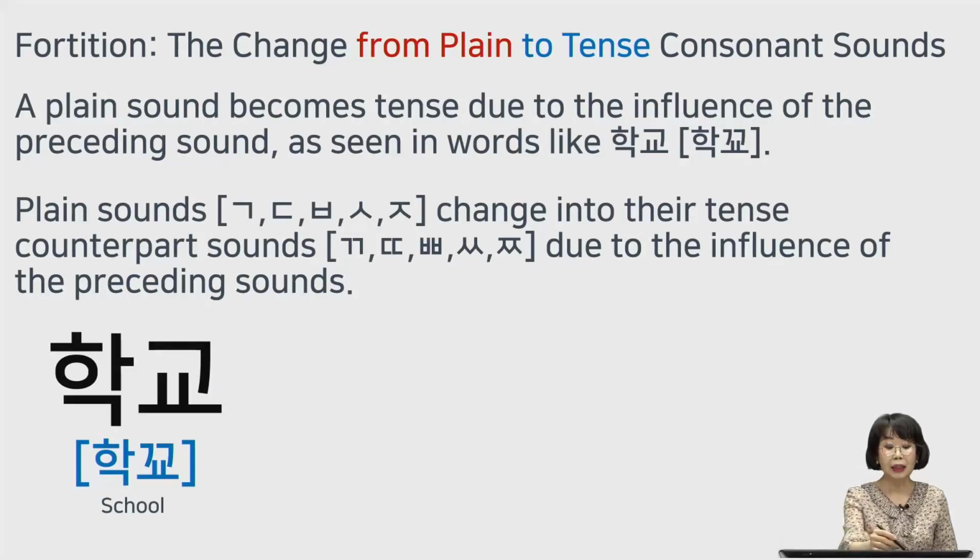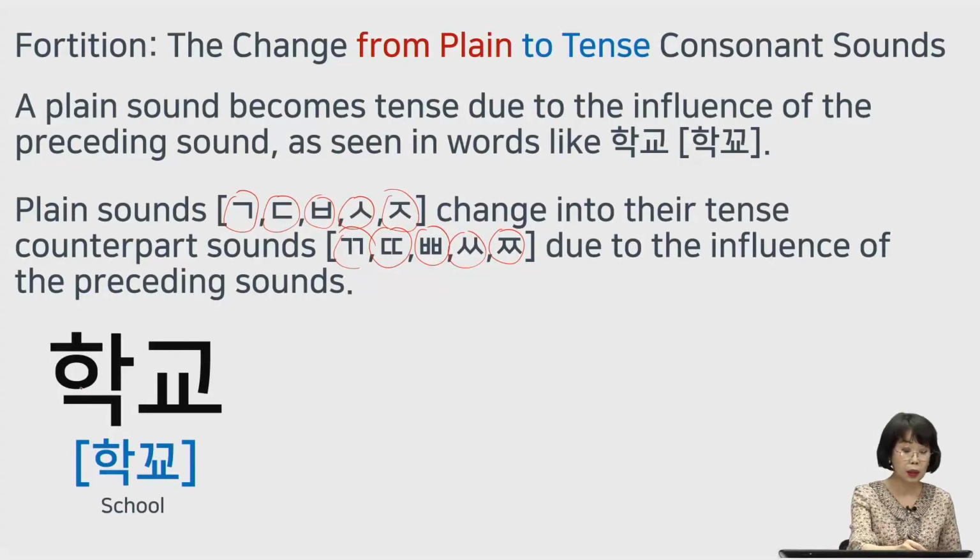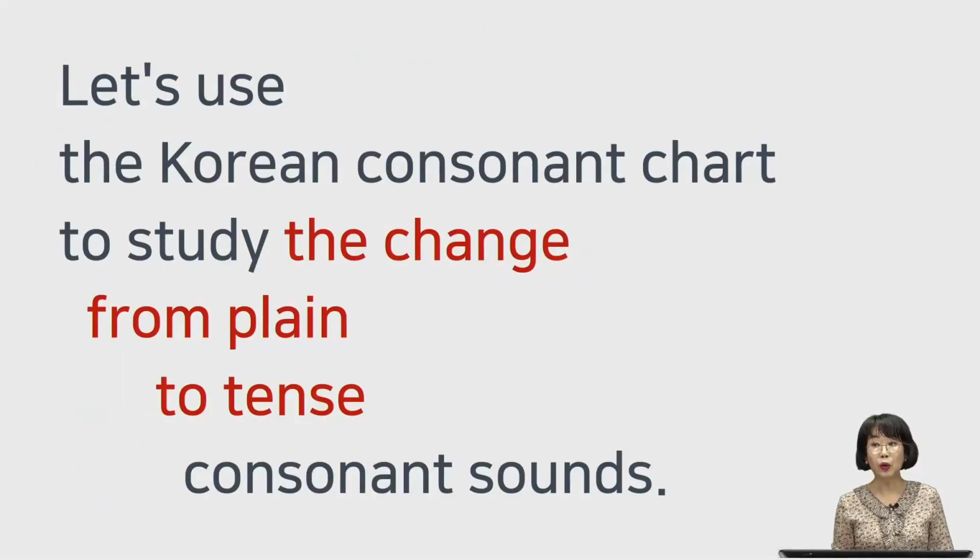Plain sounds ㄱ, ㄷ, ㅂ, ㅅ, ㅈ change into their tense counterpart sounds ㄲ, ㄸ, ㅃ, ㅆ, ㅉ due to the influence of the preceding sound ㄱ. Let's use the Korean consonant chart to study the change from plain to tense consonant sounds.